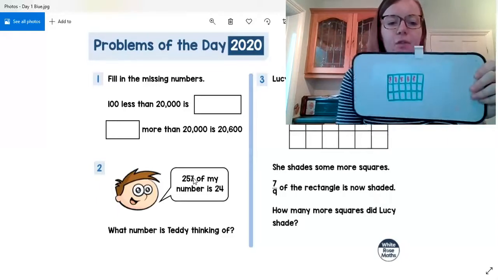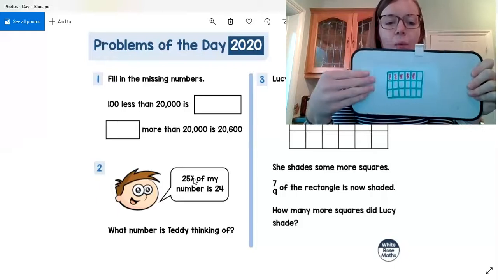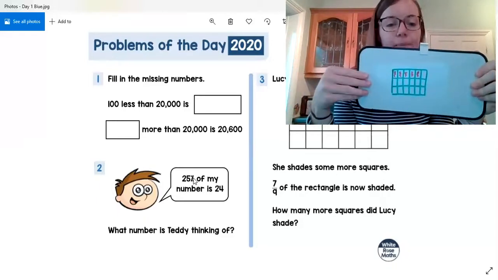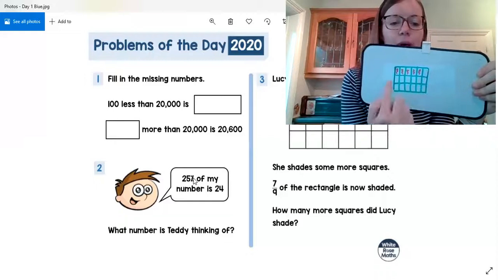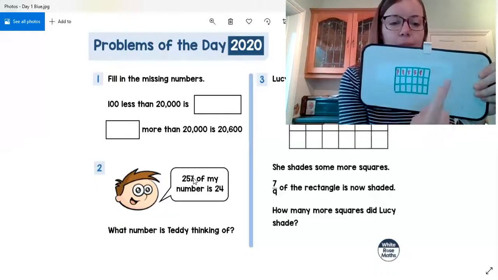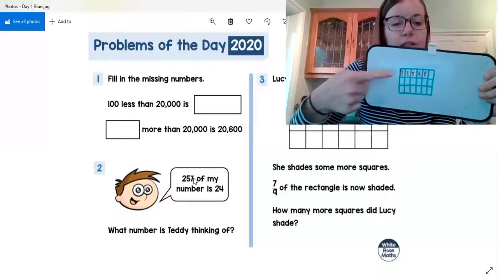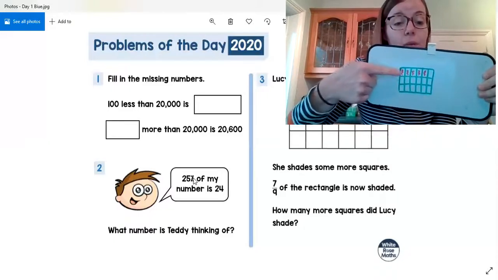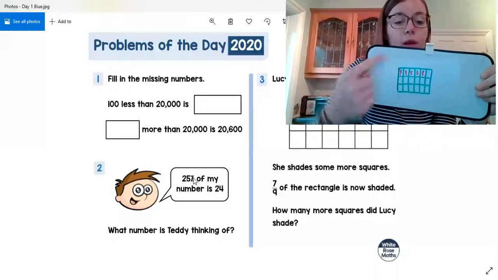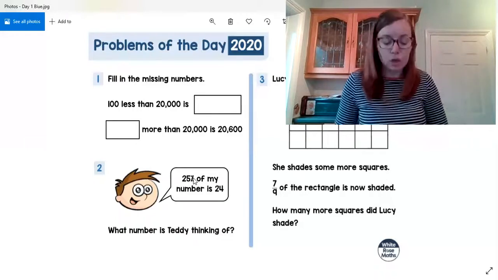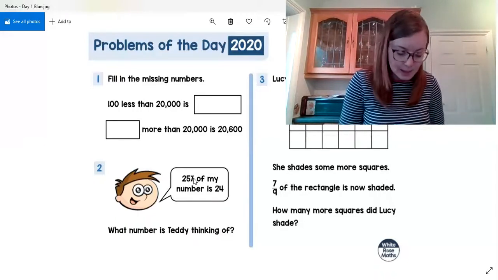So the first thing is we need to know how many squares are there in total. Remember that goes on our denominator. So have a count of the squares. How many are there in total? Let's have a look. 1, 2, 3, 4, 5, 6. Because it's like an array, we're going to go down here. 1, 2, 3. We've got 3 lots of 6. There are 18 squares. So my denominator is going to become 18.